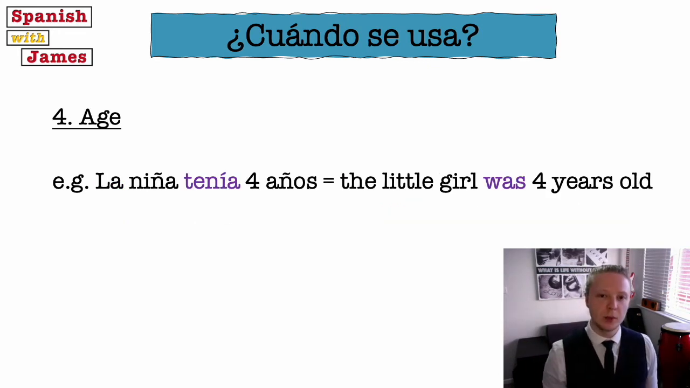Now the fourth way we use it is for talking about someone's age in the past. And again, if we think of the preterite for a single moment in time and the imperfect for a longer period of time, these sorts of things make sense under that same logic, because if you were to say the little girl was 4 years old, she was 4 years old over a prolonged period of time. So that logic will help you to see when to use the imperfect and when to use the preterite. It's all about whether it's in a very specific moment in time or something that's a bit more enduring.